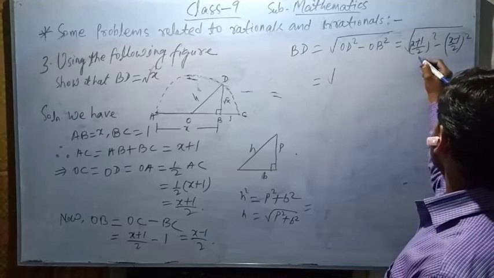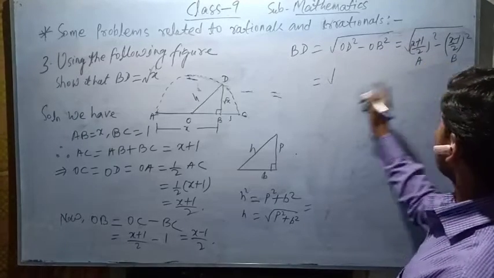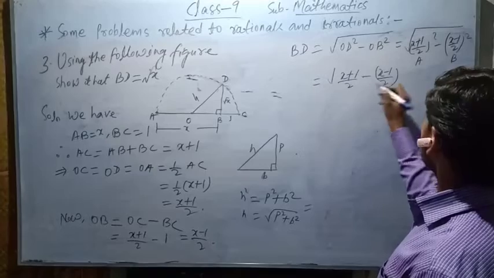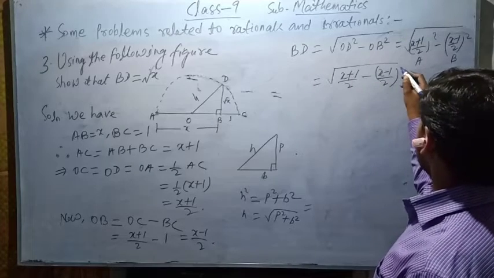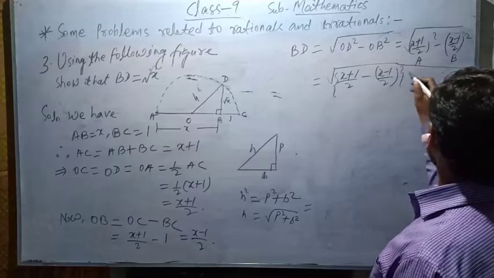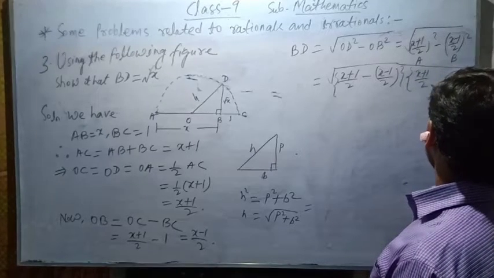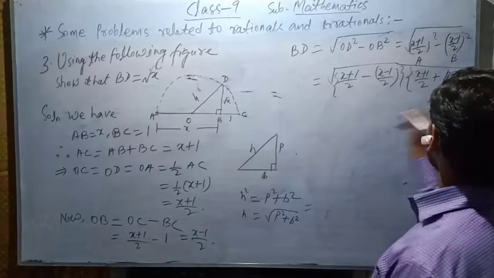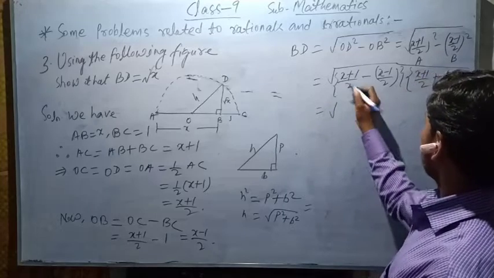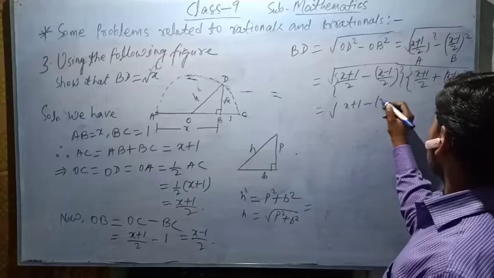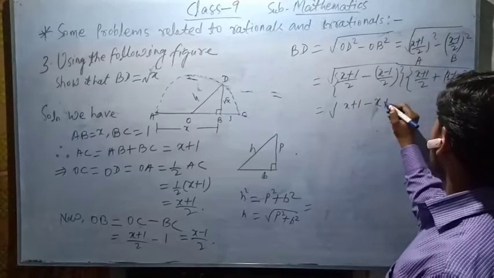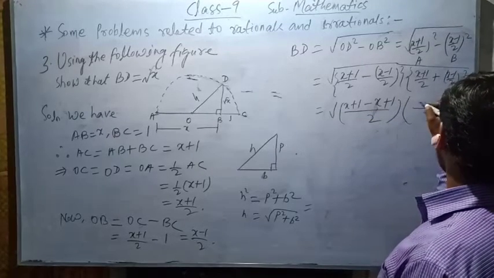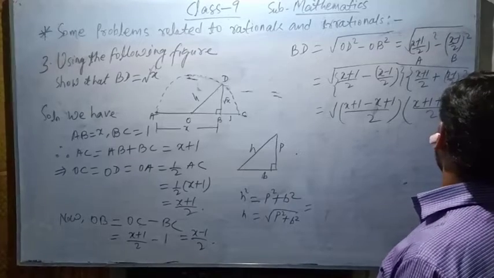A square minus B square. Suppose it is A, it is B. A square minus B square is A minus B into A plus B. So, x plus 1 upon 2 minus x minus 1 upon 2, into x plus 1 upon 2 plus x minus 1 upon 2, under root.